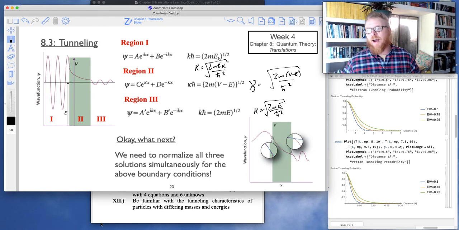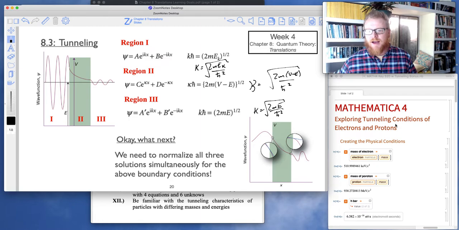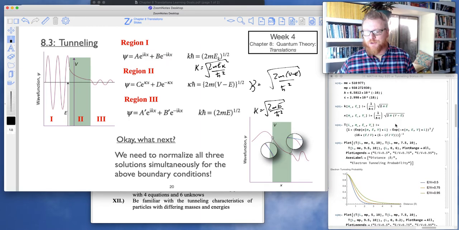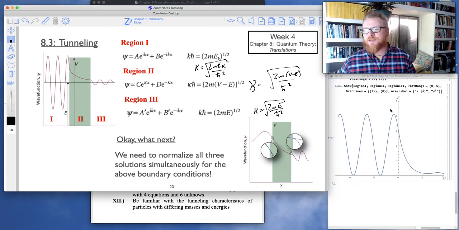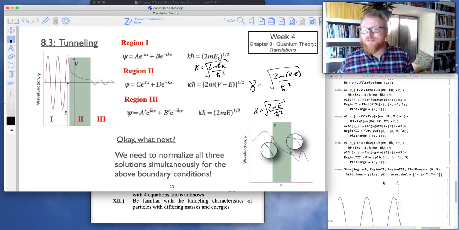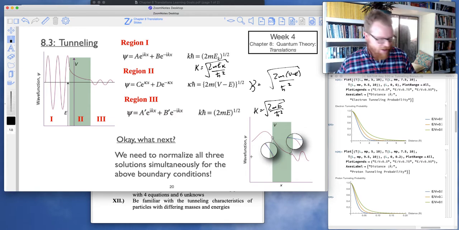And what I will say on this Mathematica 4 assignment that I've got here in front of me, there will be a bonus opportunity at the end of this for you to be able to create this plot that I've created right here. And we can only create this plot by being able to normalize all of these simultaneously. Okay, so let's just set it up.